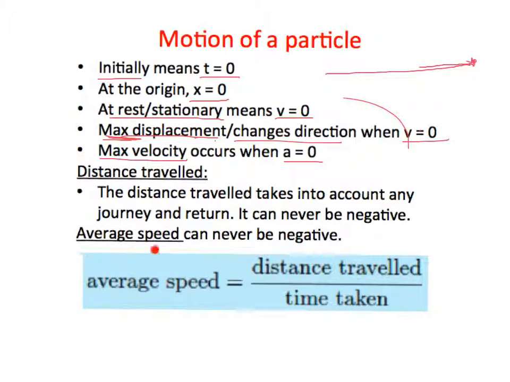Average speed can never be negative as well, and we can just say that's the distance travelled over the time taken. So you know that if you were to draw a graph of distance versus time, then the gradient of that line is going to be your speed. So the average speed is rise over run. The rise is the distance, the run is time.